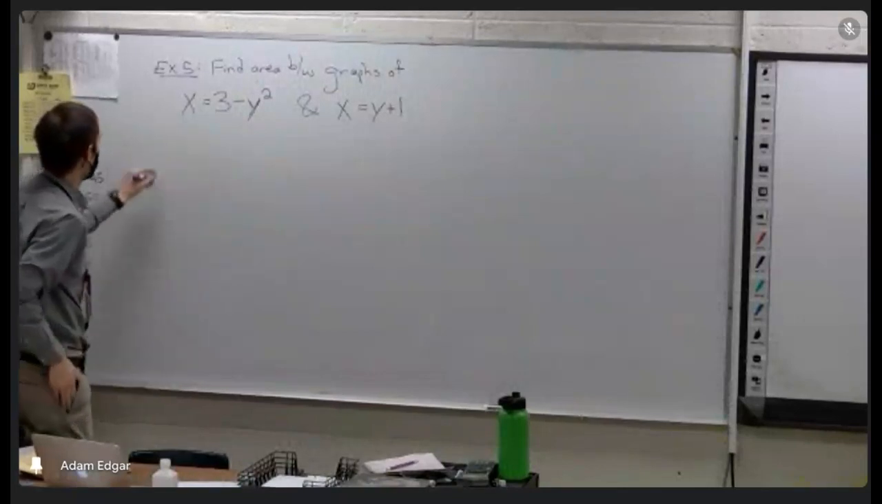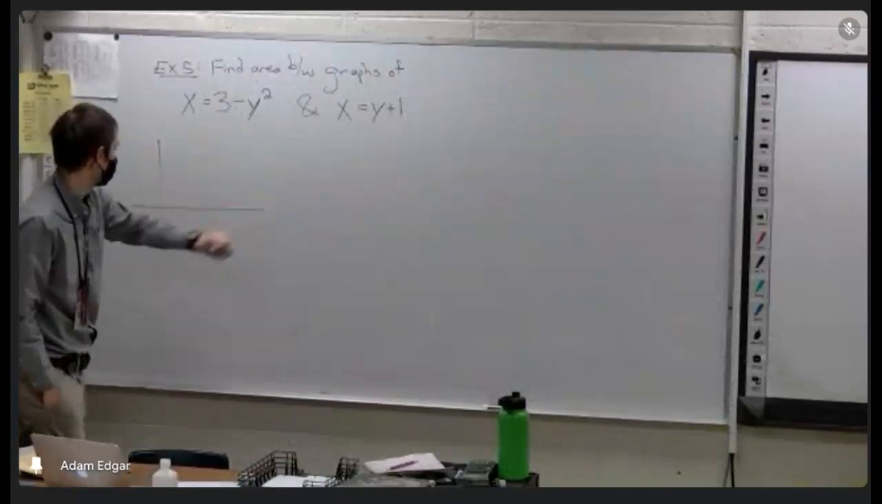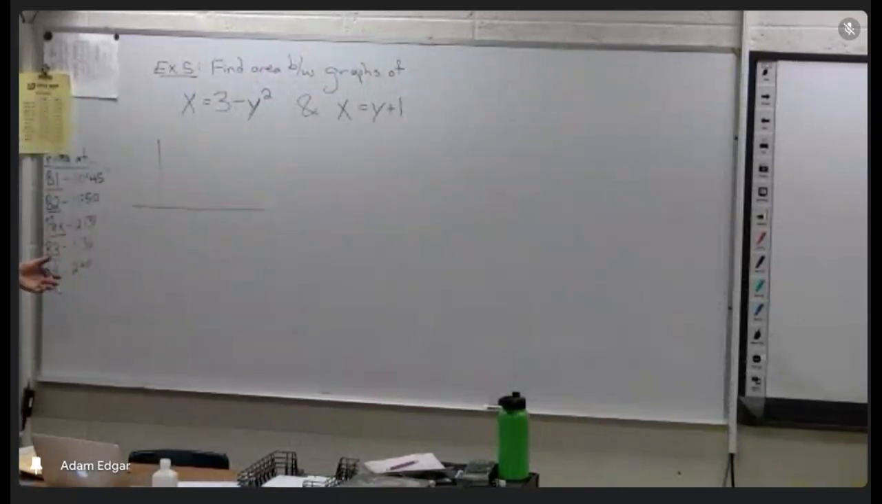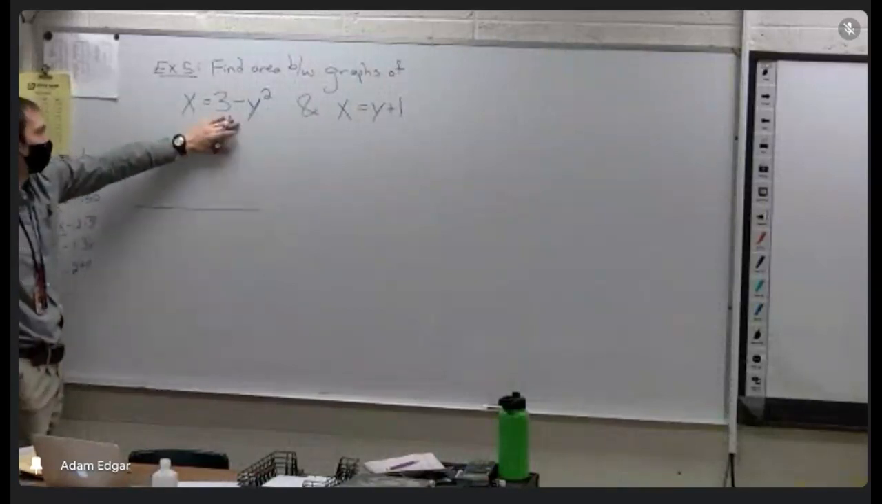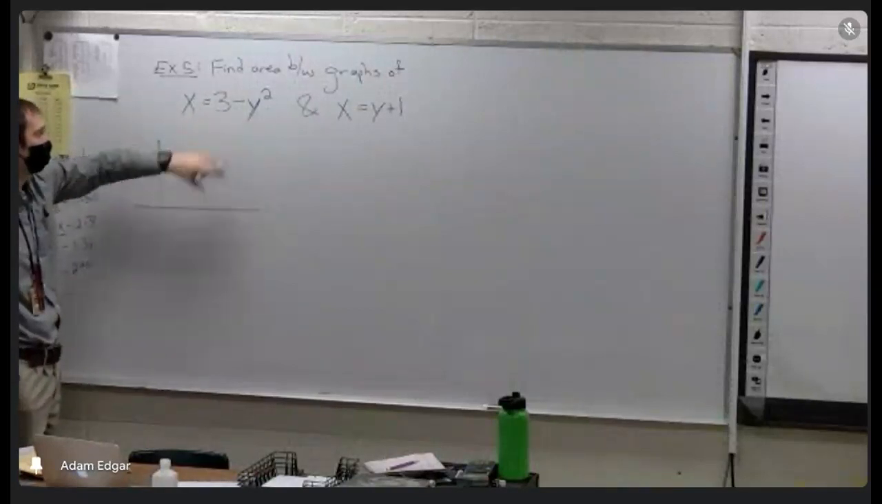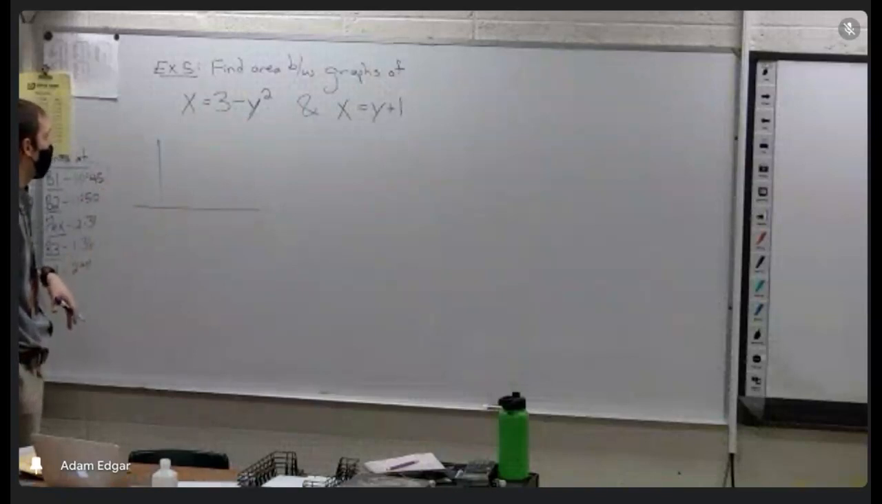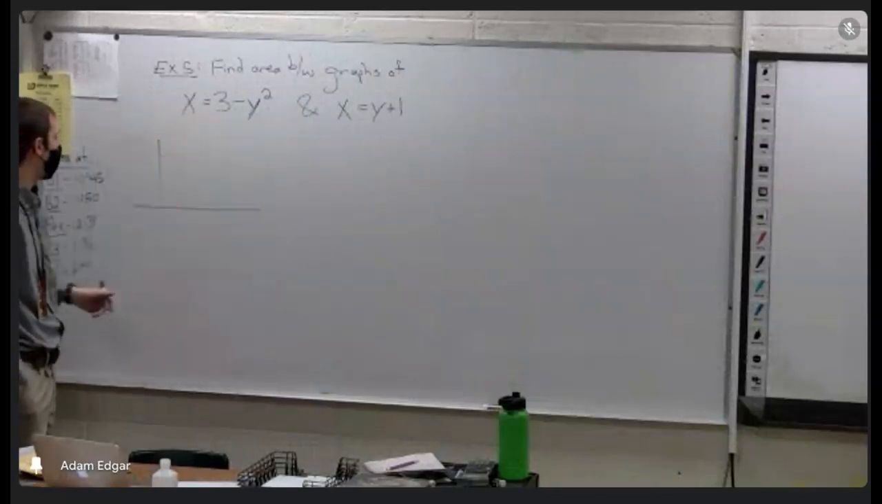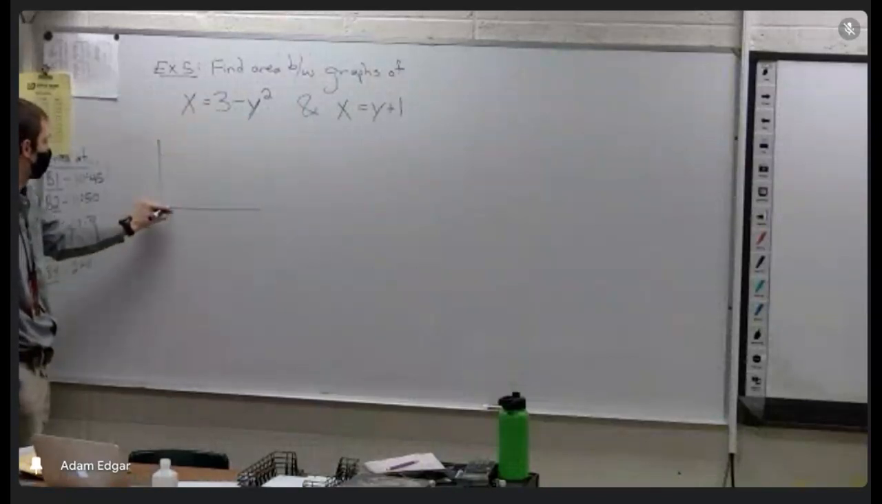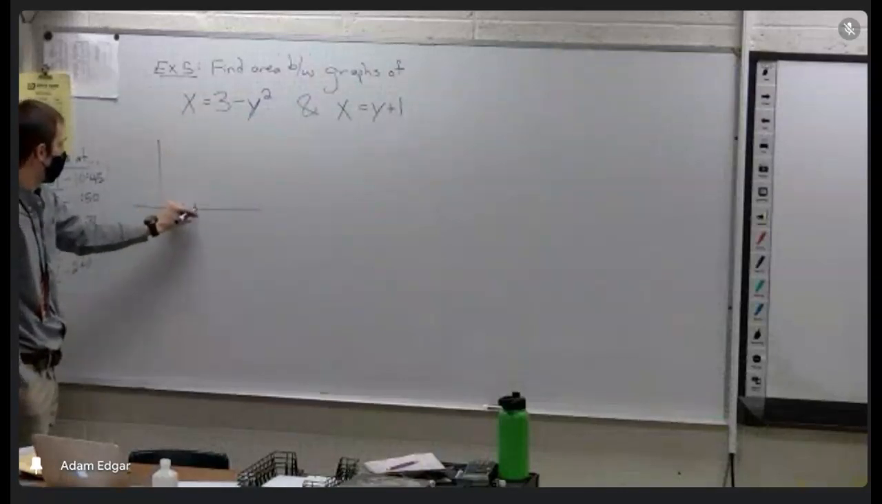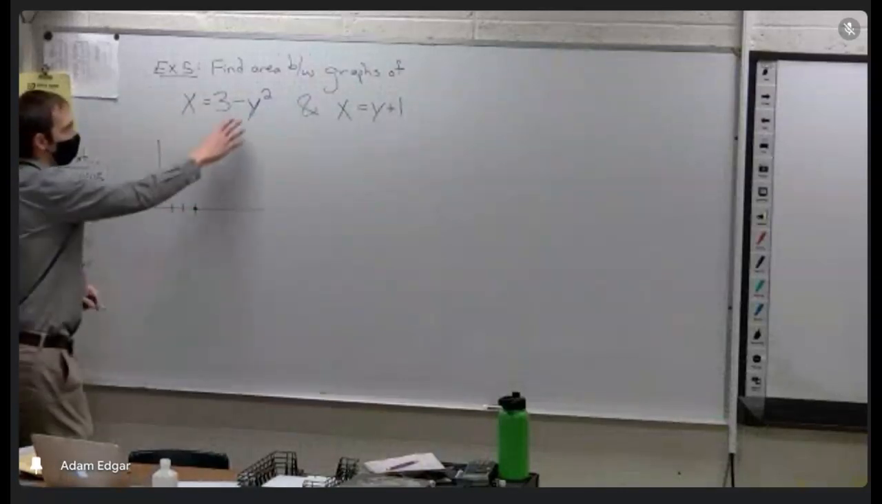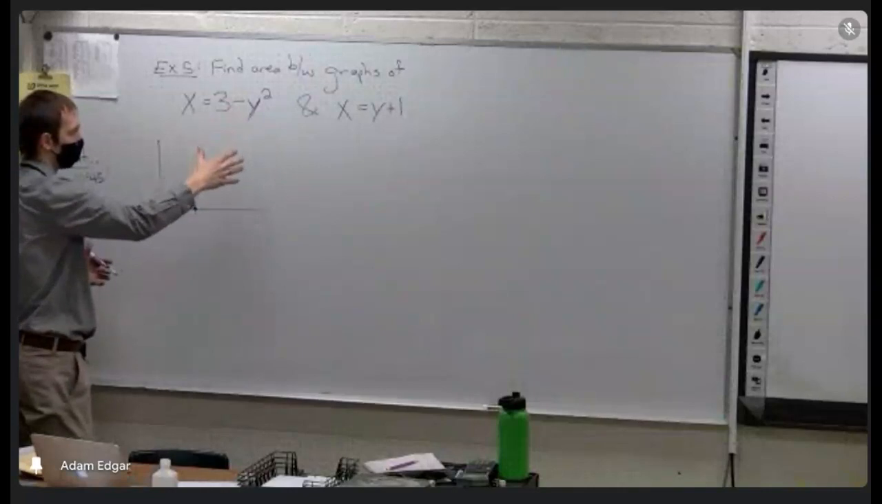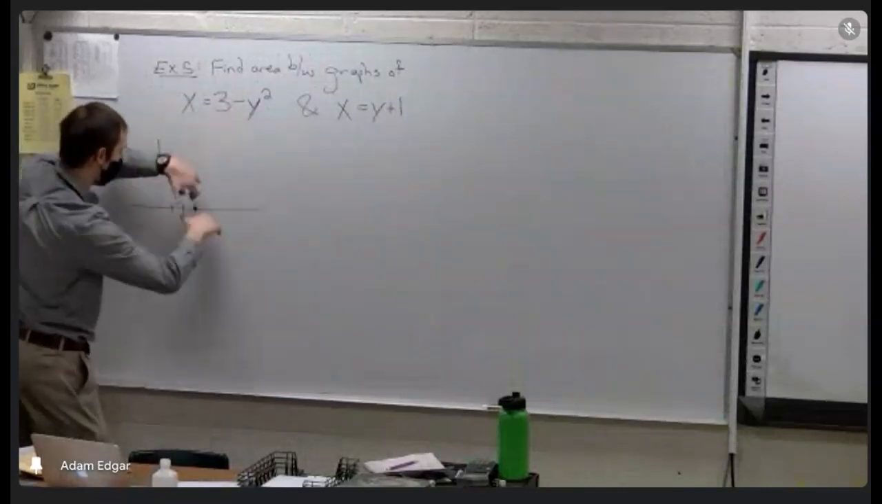So it's helpful, again, to make a little graph. What shape is this first guy going to be? Sideways parabola. And if you plug in 0 for y, what do you get for x? 3. And because it's negative y squared, it's a sideways parabola, would you expect this to open to the right or open to the left?